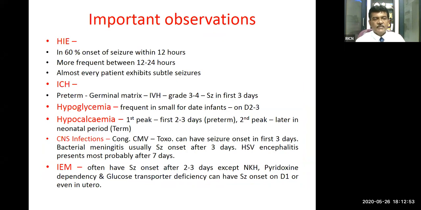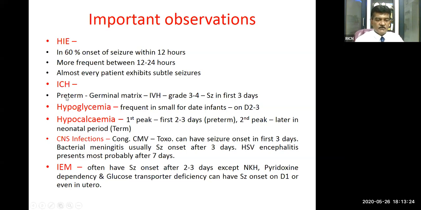In ICH, any ICH like subdural hemorrhage, subarachnoid hemorrhage, or intraventricular hemorrhage can lead to seizures. In preterm grade 3 and 4 IVH, seizures usually occur in the first 3 days. Hypoglycemia is usually more common in small for dates infants, and it usually presents on day 2 and 3. Hypocalcemia has 2 peaks: in a preterm within the first 2 to 3 days, and a second peak with a little later onset, mostly in a term baby.